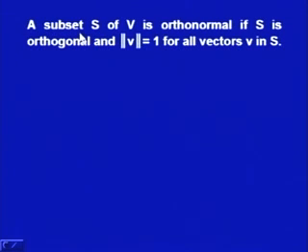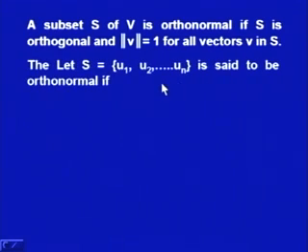A subset S of V is orthonormal if S is orthogonal and the norm of v is equal to 1 for all vectors v in S. That means, if these two properties are satisfied for subset S, then this is called orthonormal. The first property is that S is an orthogonal set, and the norm of each vector in S is 1. So, that is how we define an orthonormal set.